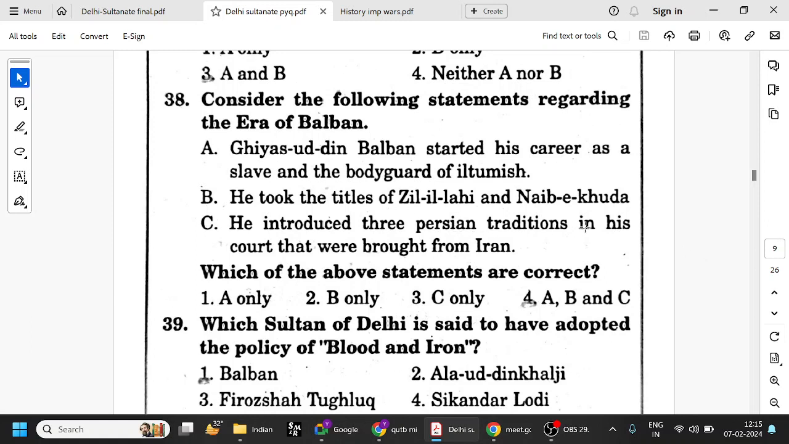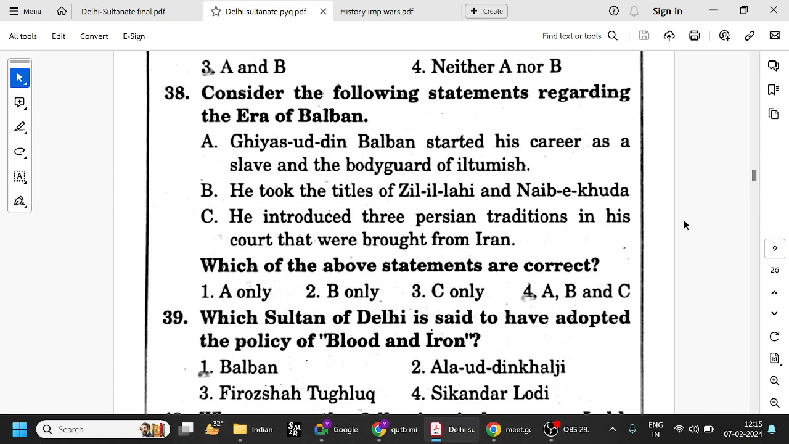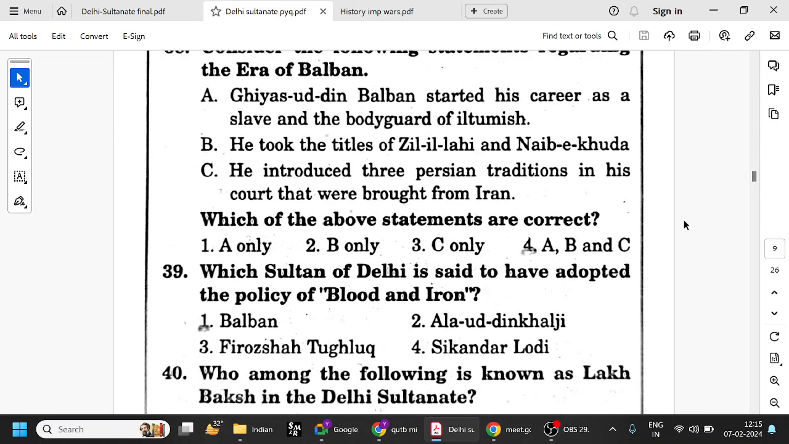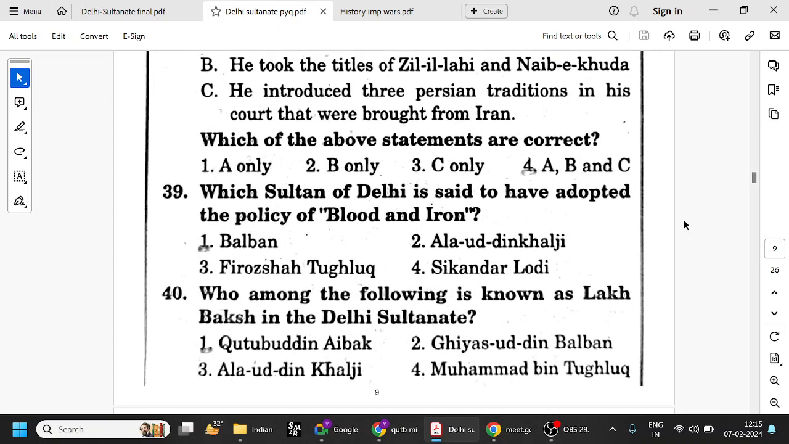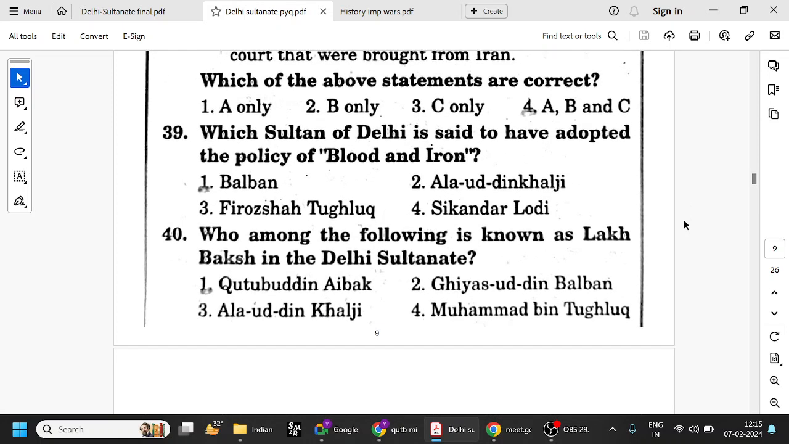He tried to portray Turkish traditions. He introduced three Persian traditions in his court that were brought from Iran. True, we have seen Sijda, Paibos, and maybe one other thing. But Zil-i-Ilahi is the title which he took, and Naib-i-Khuda. So all these things you have to remember. Ghiyasuddin Balban is the last prominent ruler of the Slave dynasty or the Mameluke dynasty.